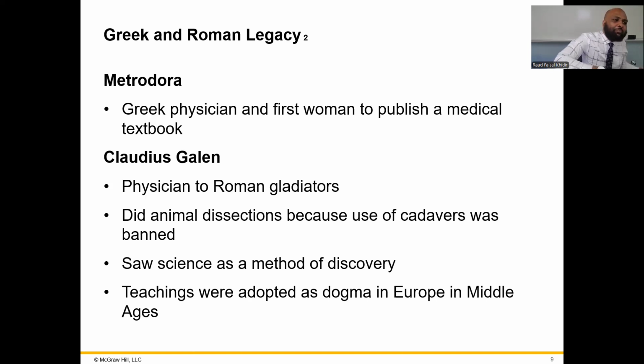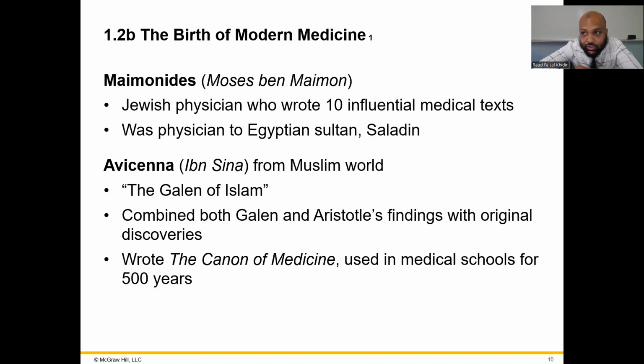But then they even banned it for the dead. But then they switched back in the later ages and they said, okay, not to do it on any living human being, but the dead, we can use their bodies and so on. So the teachings were adopted as dogma in Europe in the Middle Ages. Okay. Then there was Maimonides, the hospital Maimonides. So these are the famous figures.